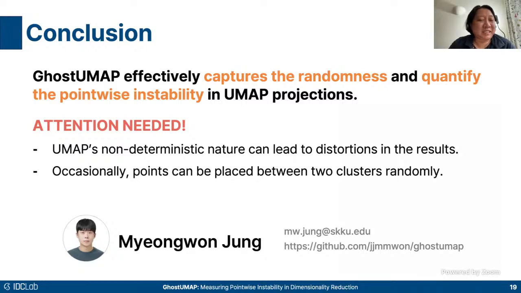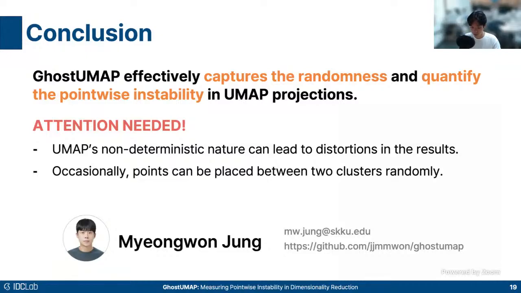Thank you for the great presentation. I don't think there's any question on Slido, so let me ask a question. You use ghost UMAP. How does ghost UMAP manage the increased computational time that is introduced by the addition of ghost points?